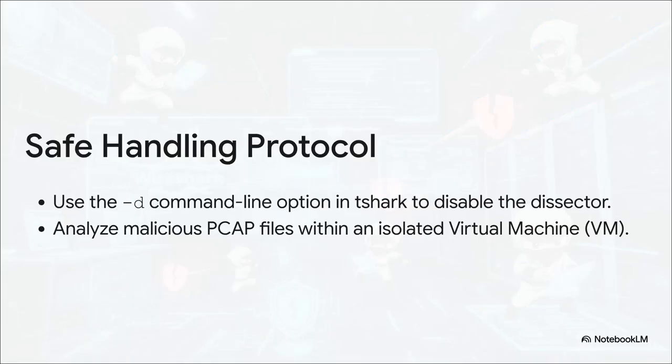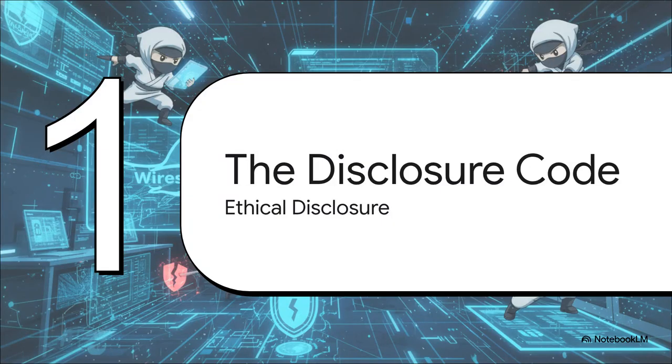And on top of that, you need to be following these safe handling protocols as a rule. If you're using TShark, the command line version, you can use the -d flag to disable the bad dissector on the fly. And honestly, this should be standard procedure for everyone. If you get a PCAP from an untrusted source, always analyze it inside an isolated virtual machine, a sandbox. Contain the threat.